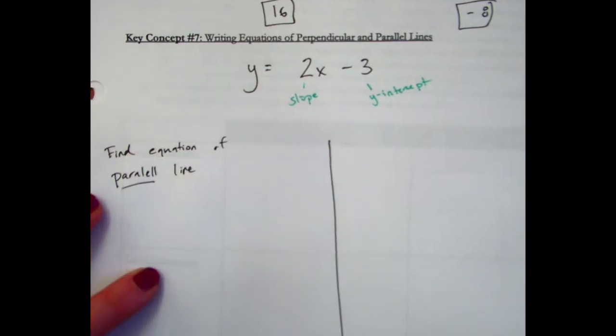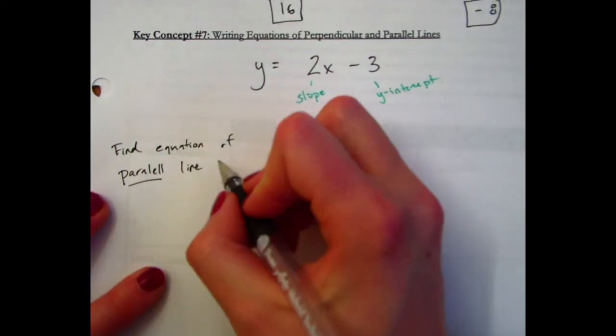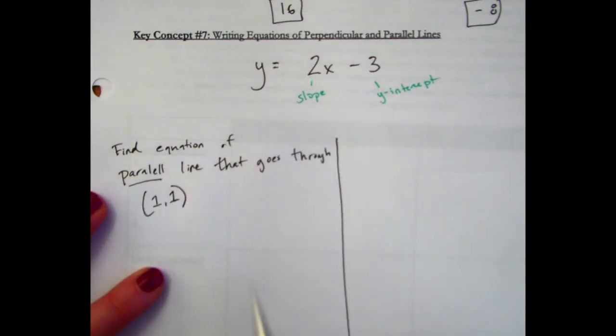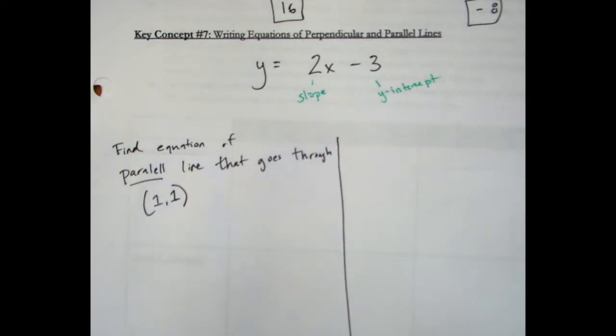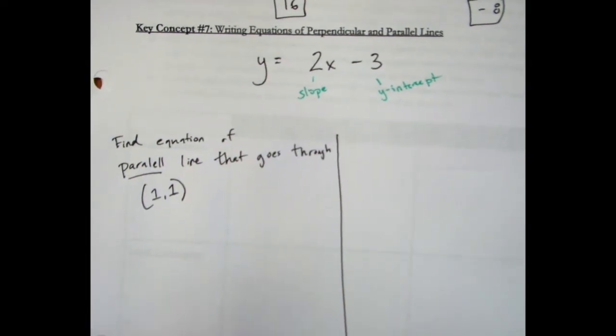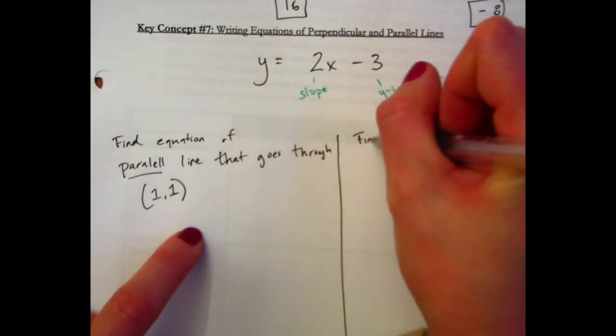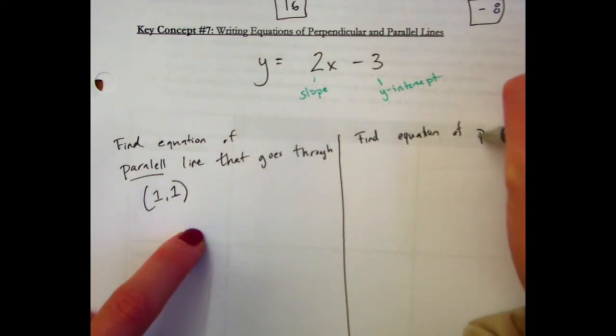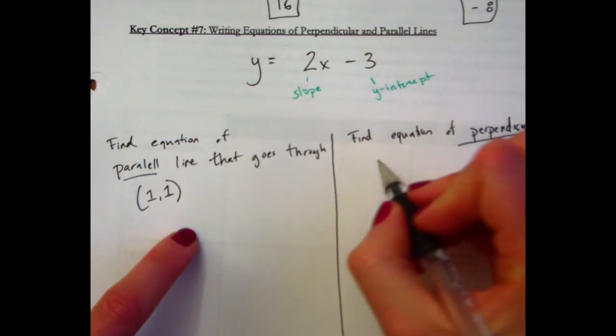You could also be asked to find the equation of a perpendicular line that goes through that same point 1, 1. So same problem, the only difference, one would ask you for parallel, one would ask you for perpendicular, and you'll end up with a different answer.